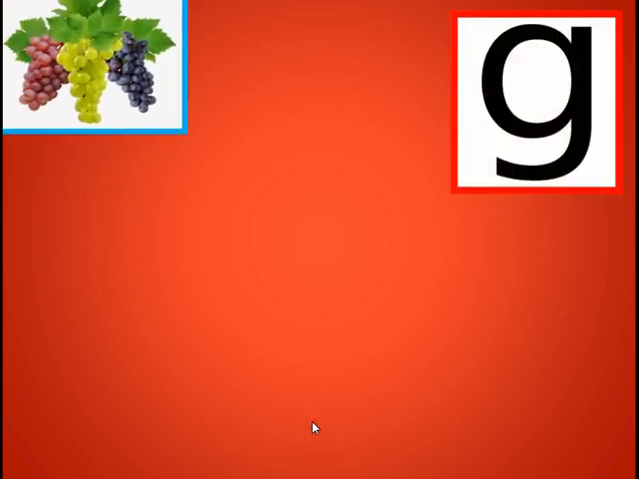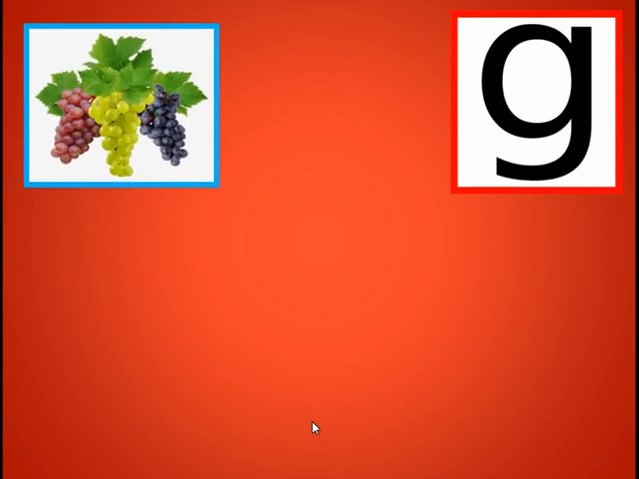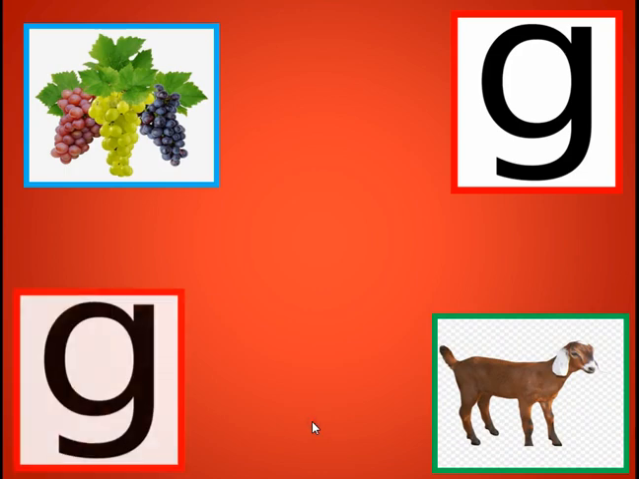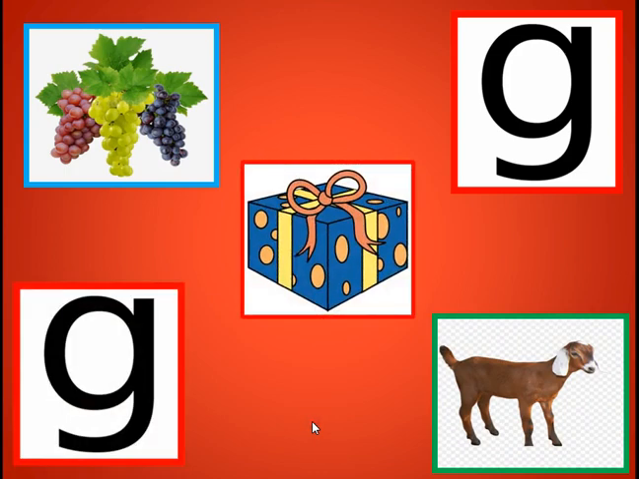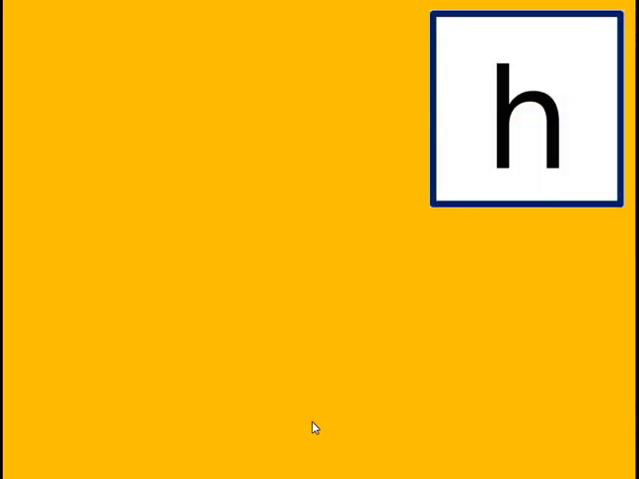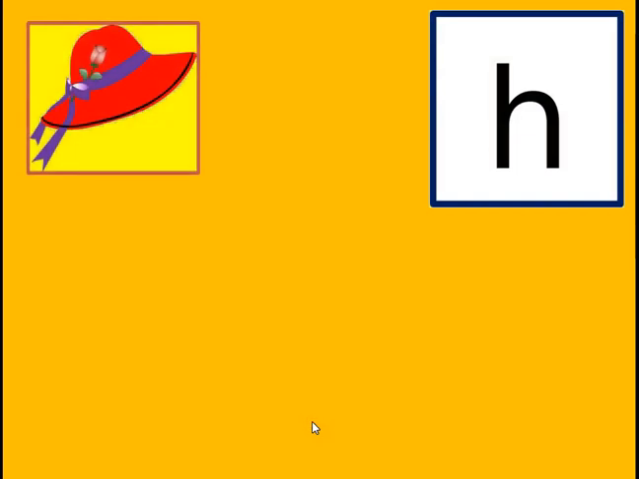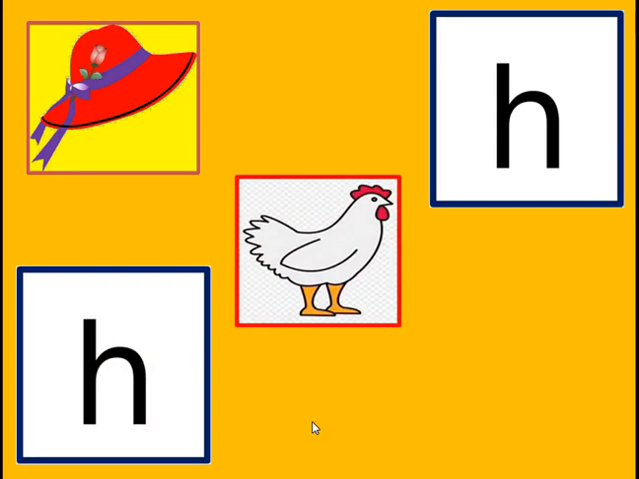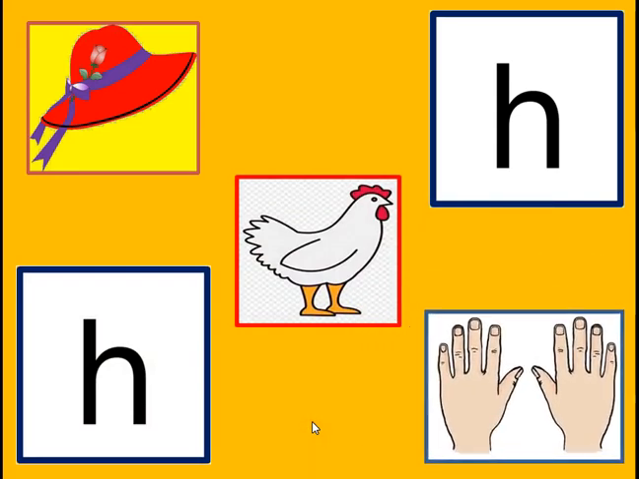This is the letter G. G grapes, G goat, G gift. This is the letter G. This is the letter H. H for hat, H for hand, H for hands. This is the letter H.